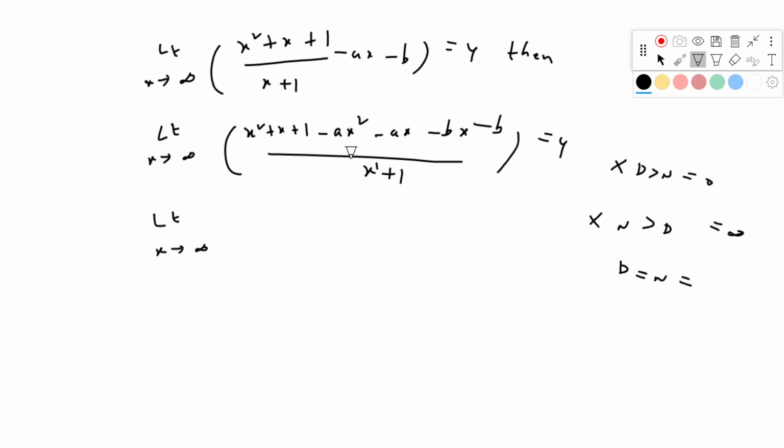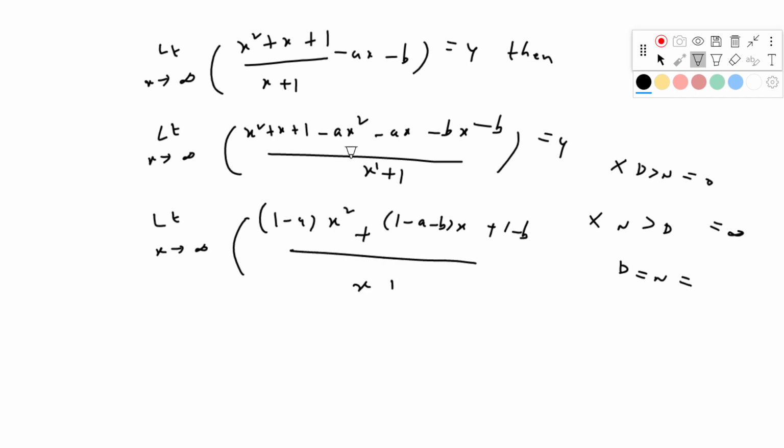So before we do this, we do one thing. Here x square, here ax square, just take common. How can I write this? Simple, 1 minus a into x square. Again, the same thing: if I take x, ax and bx, I can write 1 minus a minus b into x, plus the constants 1 minus b, over x plus 1, equal to 4. So this should be the condition.